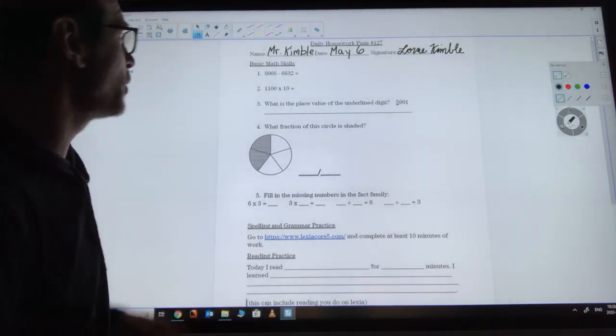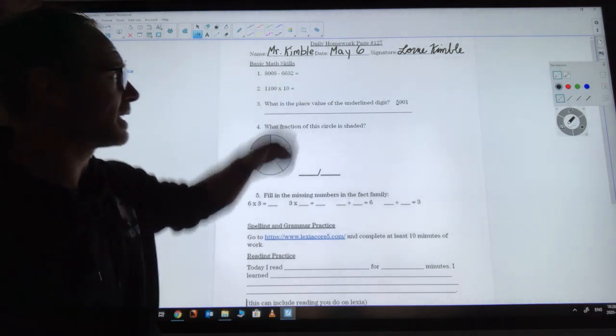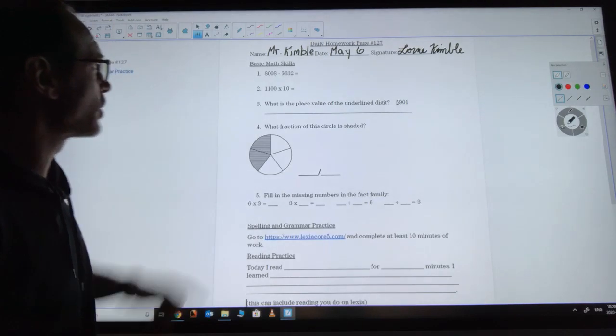All right, guys, I'd like to go over daily homework page number 127. So I already have my name and today's date on the page, so let's get into the questions.